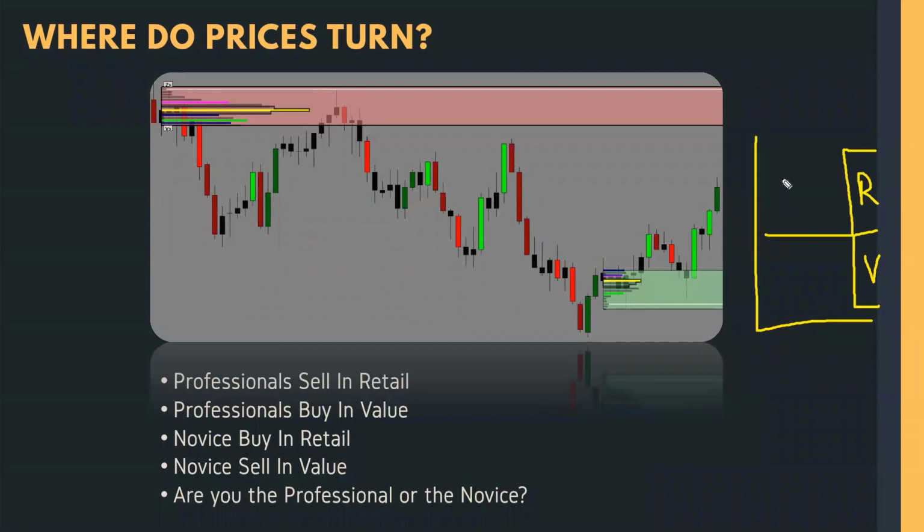The question is, where in expensive territory should I be selling? And where in cheap territories should I be buying? And the next question is, am I trading reversals or am I trading trends?